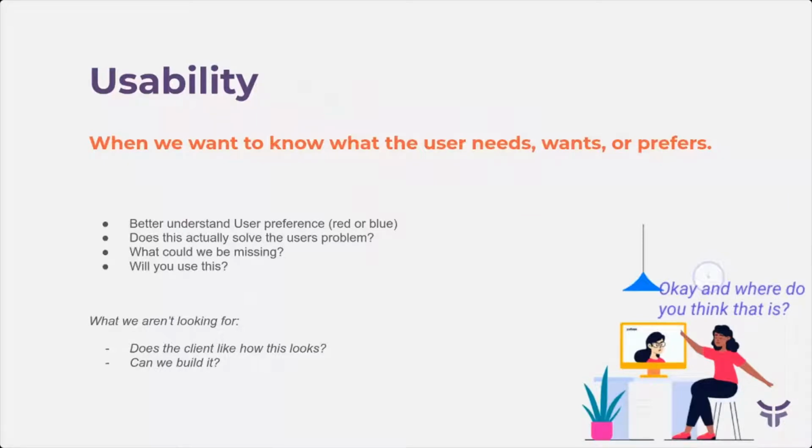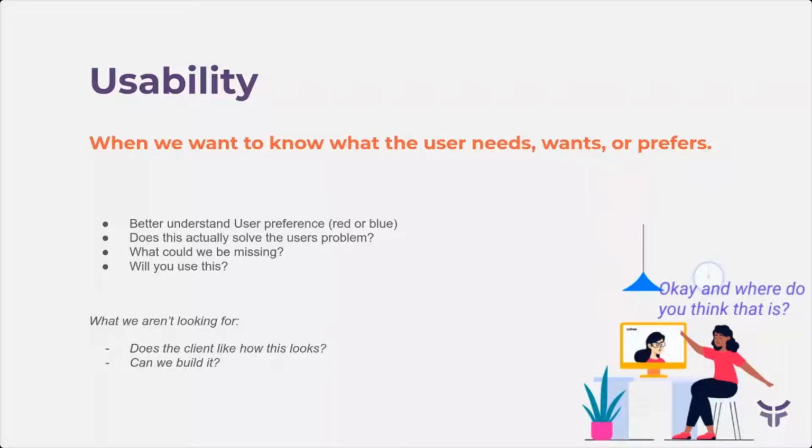Usability prototypes are when we want to know the user needs, what they want, or what they prefer. This is the type of prototype a lot of folks think of when we say prototype. But when we put out one of these prototypes, we want feedback from the user. We don't have to be constrained to the feasible requirements or capabilities, and we don't have to be constrained to the business viability requirements or capabilities. So we're looking to better understand user preference.